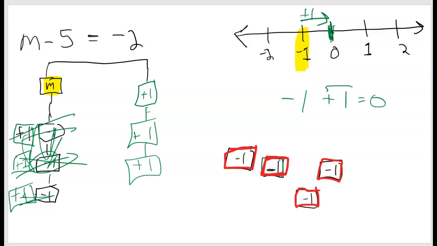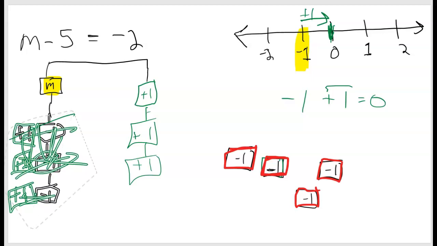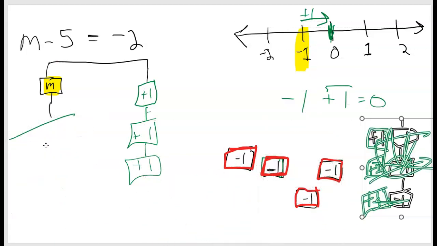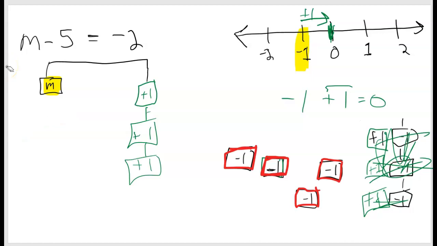See, all of this is gone. We could just say, you cancel it all out. You're not there anymore. Just get out of here, will you? You bother me, okay? All right. So m equals 3. How about that?